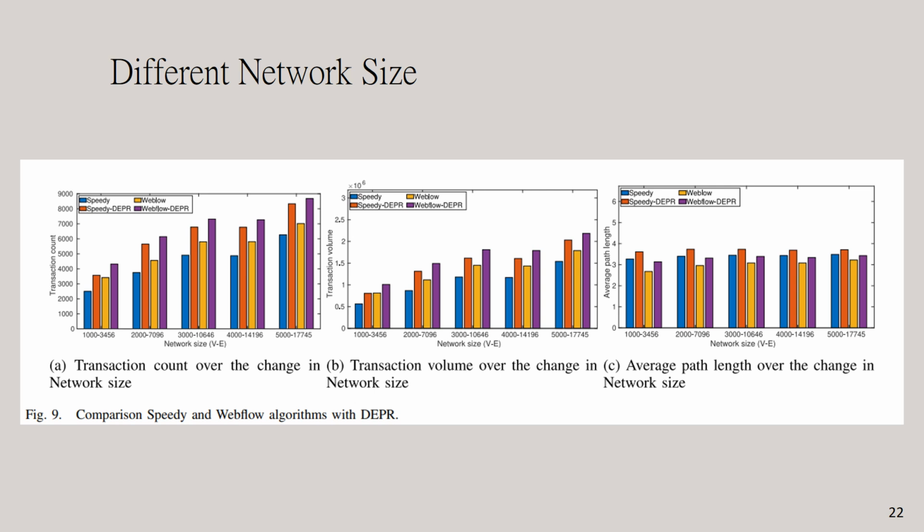Figure A shows that under different network sizes, the number of transactions for both algorithms increases after incorporating DPR. Figure B shows that under different network sizes, the transaction volume for both algorithms also increases after incorporating DPR. Figure C shows that under different network sizes, the path length for both algorithms increases after incorporating DPR, but the increase is minimal and can be considered negligible.